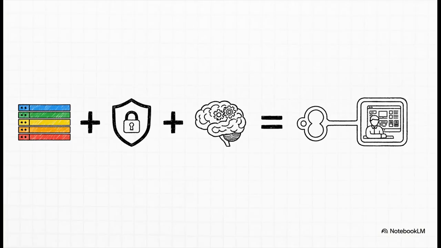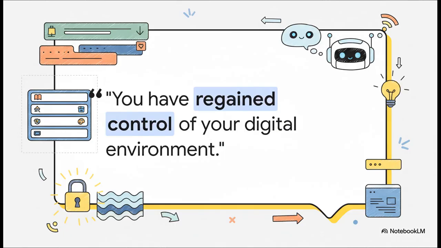So when you put it all together, you get this really clean, powerful formula that the guide spells out for us. Organization plus security plus intelligence, all of that equals total control. And that leads to the ultimate payoff, the big promise from the source material. By weaving these three things together, you really do transform your browser from being this source of chaos and distraction into a sharp, focused tool that works for you. In their own words, you have regained control of your digital environment.